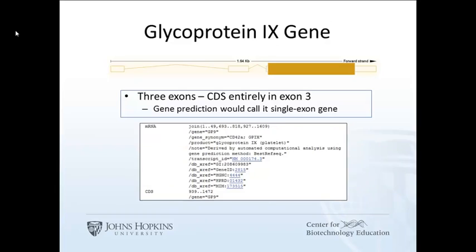Here's the annotation from NCBI. It correctly shows 3 exons in the mRNA and only 1 in the CDS. Note that the first 2 exons of the mRNA are not at all part of the coding region and do not appear on the CDS line.